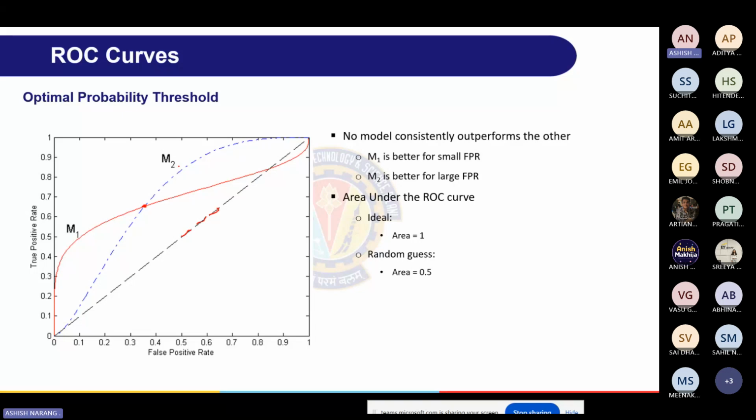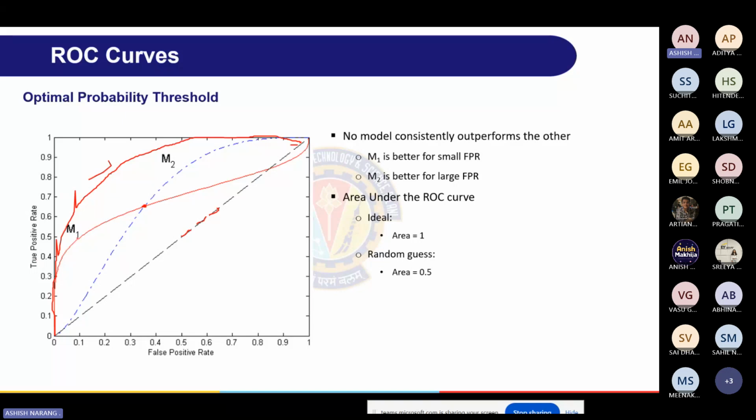We cannot say that. If one of the curves had gone like this, outperforming everybody, then I could have said this is the best model. But there is an intersection in between. So I cannot say that M1 is better or M2 is better. But there are certain interpretations. What it is saying is M1 is better for small FPR. Which is M1? The red line.